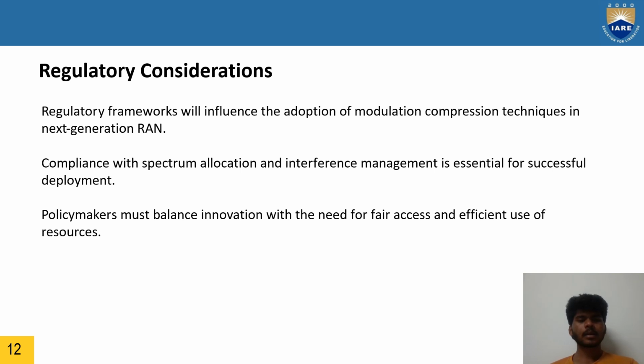Regulatory considerations. Regulatory frameworks will influence the adoption of modulation compression techniques in next generation RAN. Compliance with spectral allocation and interference management is essential for successful deployment. Policymakers must balance innovation with the need for fair access and efficient use of resources.